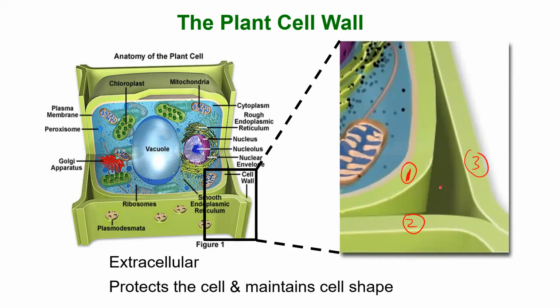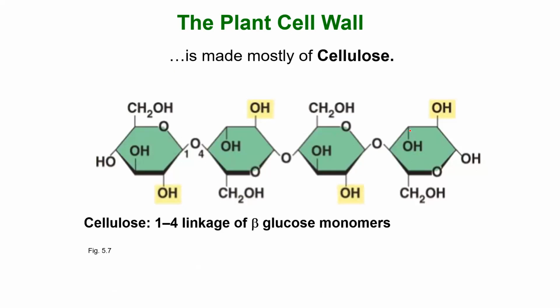And there's a little bit of material in the middle here too. We'll talk about that in a minute. So by the way, this here is the cell membrane. And so you can see that the cell wall is outside of the cell membrane. So what's a plant cell wall made of? It's made out of cellulose.